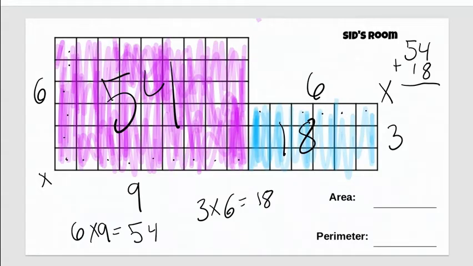So 4 ones plus 8 ones equals 12 ones. And then 1 ten plus 5 tens is 6 tens plus 1 more is 7 tens. So the area of Sid's entire room is 72 square units.